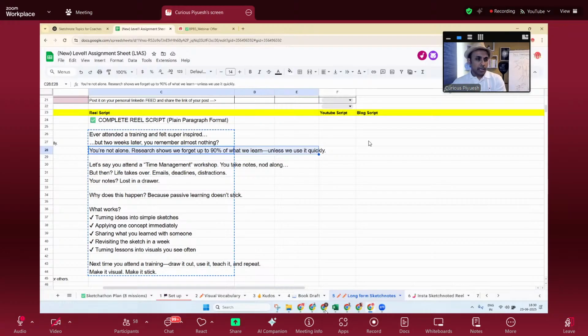Big sentence. Let's say you attended a time management workshop, you take notes, and I'll probably speak it in my own language now. You take notes, nod along, but then life takes over: emails, deadlines, distractions, your notes lost in a drawer.